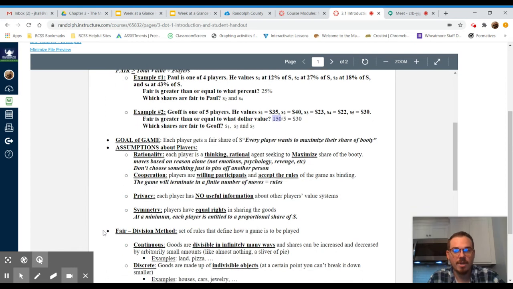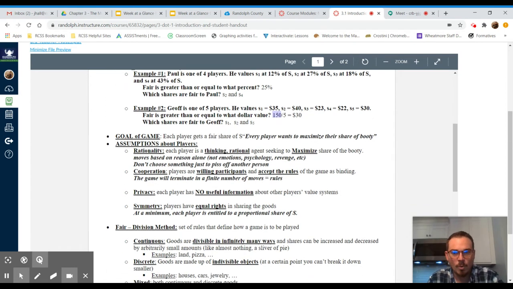Cooperation. Here's another assumption about a player. Cooperation: players are willing participants and accept the rules of the game as binding. The game will terminate in a finite number of moves, and that equals the rules. We'll get more into that in just a moment. Privacy: each player has no useful information about other players' value systems. Symmetry: players have equal rights in sharing the goods. At a minimum, each player is entitled to a proportional share of S. Symmetry means we want everything to be even.